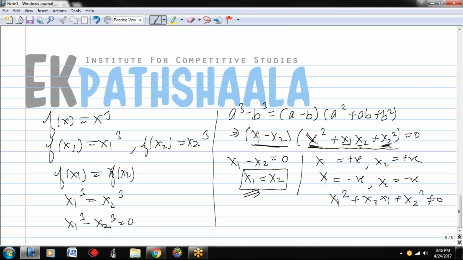Therefore we are only getting this condition, that is x1 minus x2 equal to 0, which gives us x1 equal to x2, which is correct for this proof that if f of x1 is equal to f of x2, then x1 equals x2. That we have got, hence it is a 1-1 function. Got that? Yes, sir.